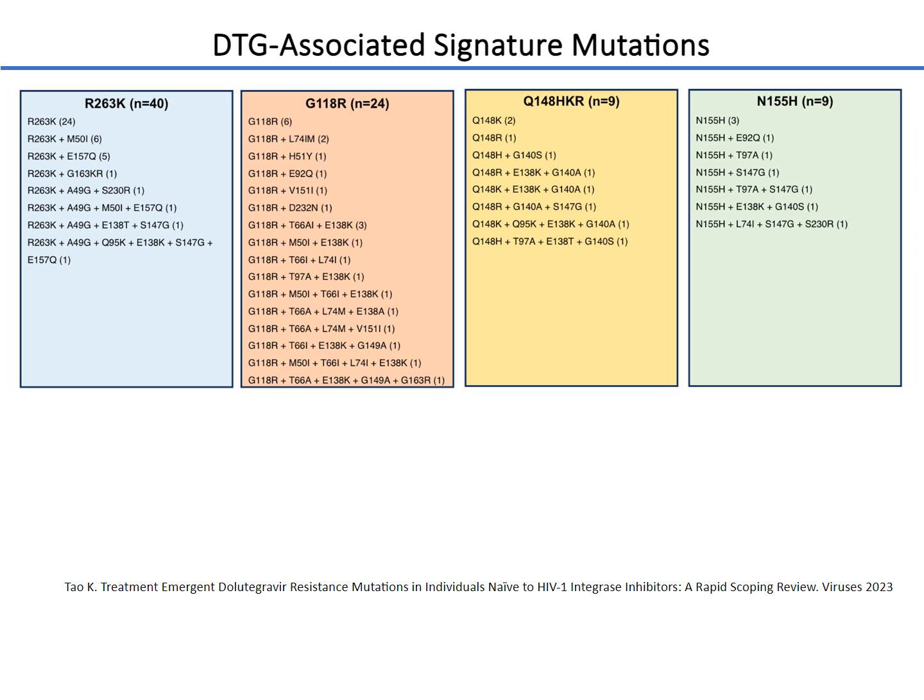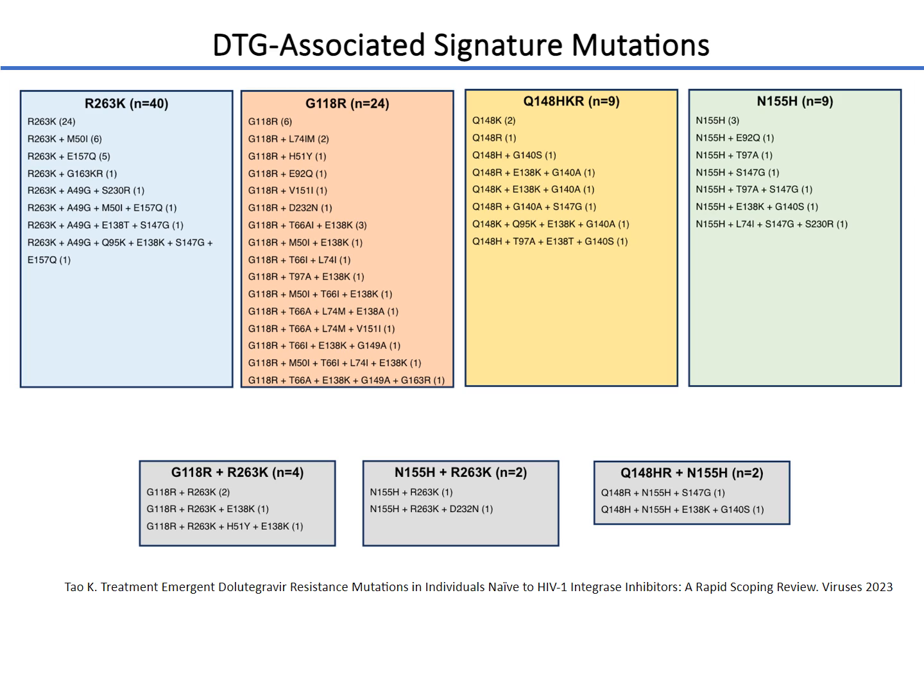In fact, 82, or about 83%, of the 99 virus sequences contain just one of the signature drug resistance mutations, while only 8 viruses contain more than one signature mutation. G118R and R263K were significantly negatively correlated with each other and with Q148 mutations and N155H.